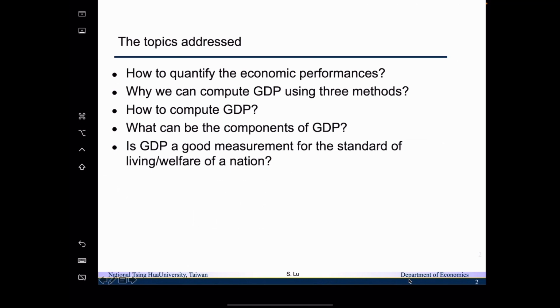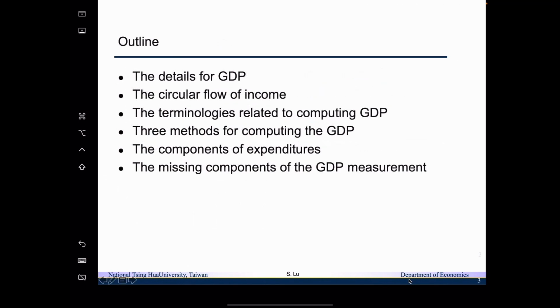In particular, we are going to look at it from the expenditure approach. That is the term that we are going to talk about today. Finally, we want to ask, is GDP a good measurement for the standard of living or welfare of a nation? To answer these questions, we will go through the outline as follows.